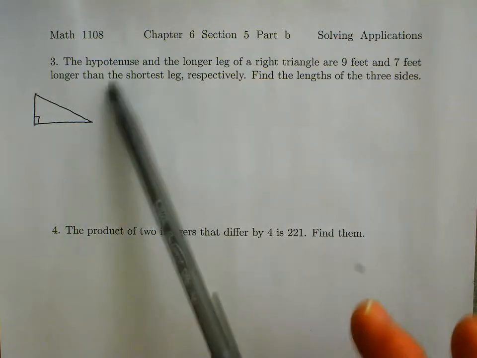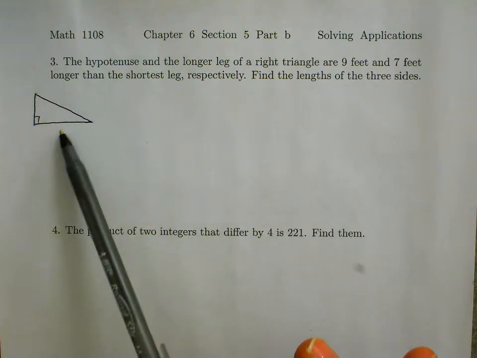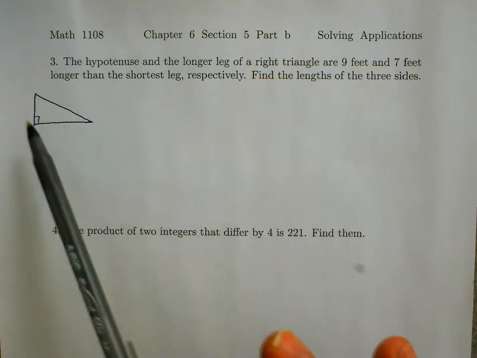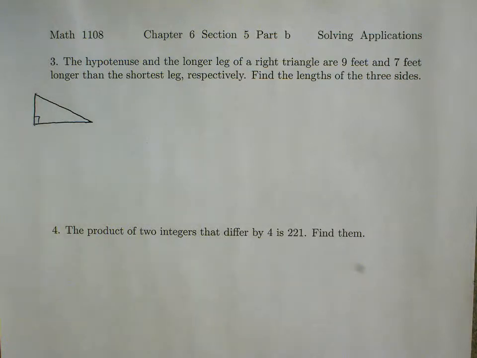Okay, so in this one, we're told that the hypotenuse and the longer leg are 9 feet and 7 feet longer than the shortest leg, respectively. So find the lengths of the three sides. So what did you come up with?